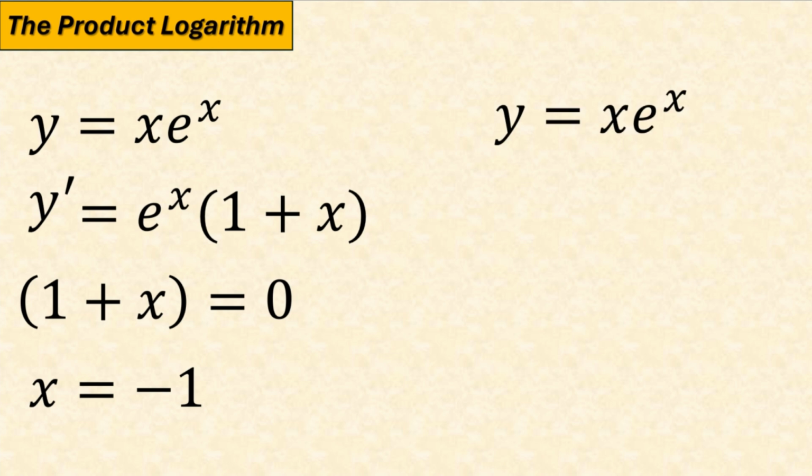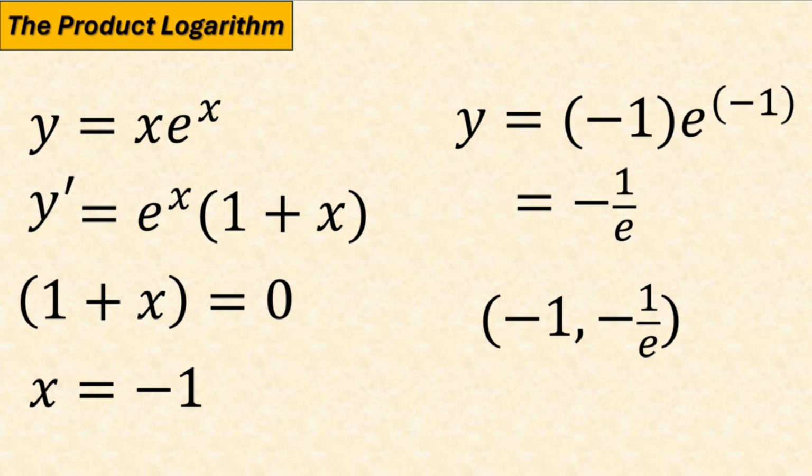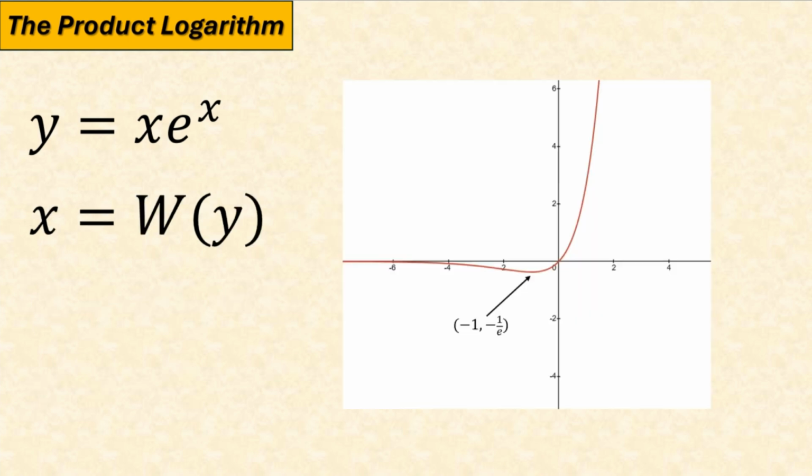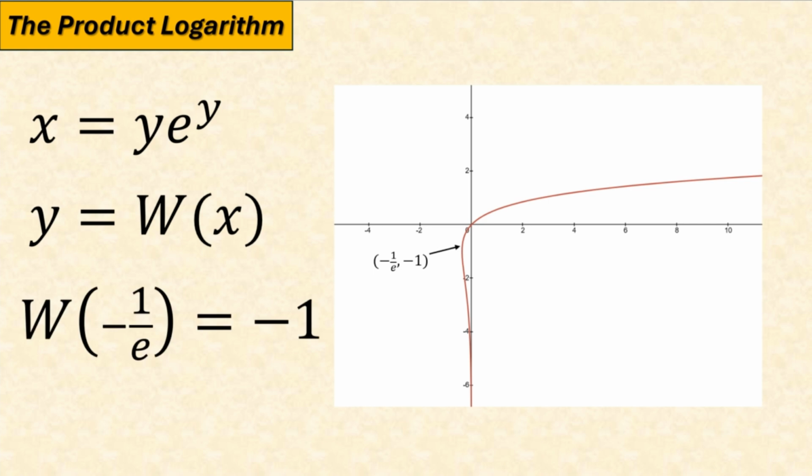Substituting this value of x into our equation y equals x e to the x gives negative 1 times e to the negative 1, which is just negative 1 over e. So, knowing both our x and y, we can write this as a coordinate point. And now we have our low point at negative 1 over e. Now we can switch around the x and y variables, which means switching around the x and y coordinates to get this point. This leads us to say that, according to this graph, the product logarithm of negative 1 over e is going to be negative 1.